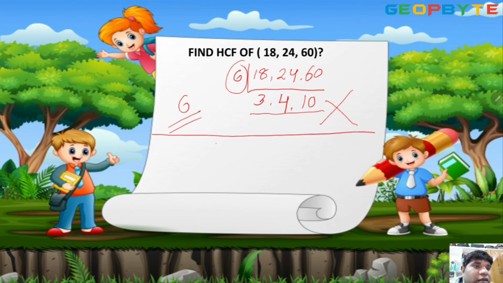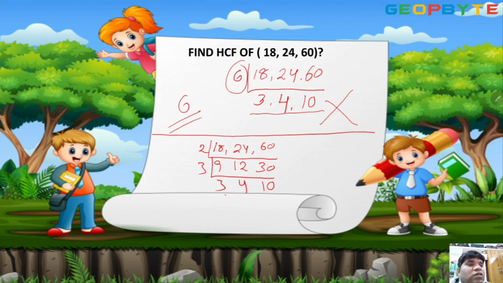We directly got the answer. If you want to elaborate the complete answer: 18, 24, 60. From the basic, 2 nines are 18, 2 twelves are 24, 2 thirties are 60. Next, 3 threes, 3 fours, 3 tens. So 3, 4, 10 is not divisible by any single number. So take the product of these two: 2 into 3. Answer 6. In case you know the direct number, then multiply and simplify. Otherwise, go by 2, 3, 2, 3. See, basic numbers, easy numbers.